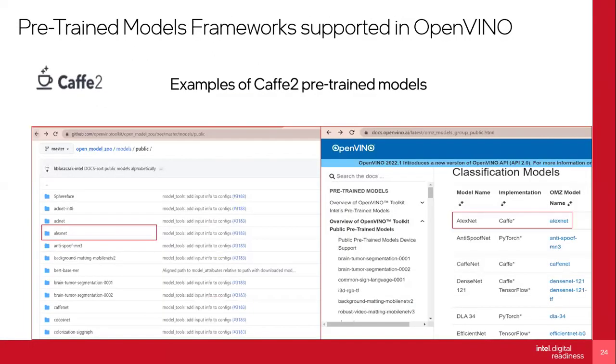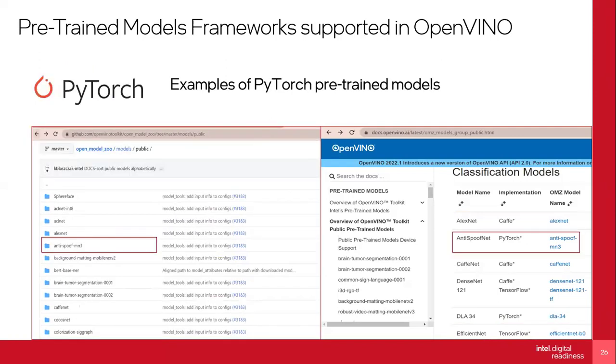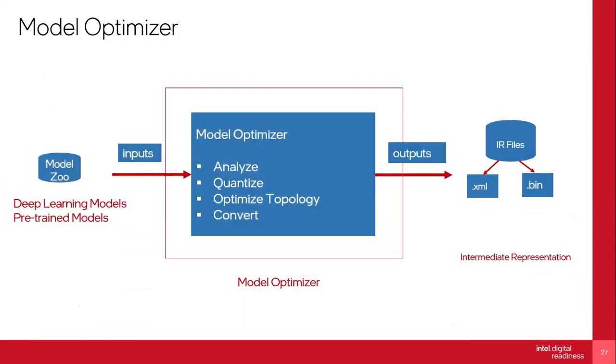See, TensorFlow, EfficientNet is TensorFlow, then PyTorch. PyTorch is an anti-spoof, right? So these are all the three examples we are taking. So what does model optimization mean and how does it work?